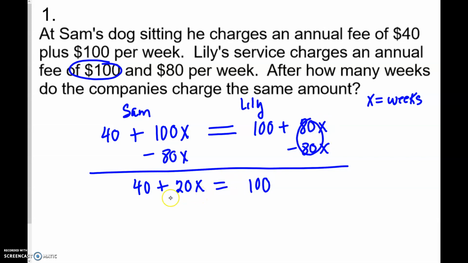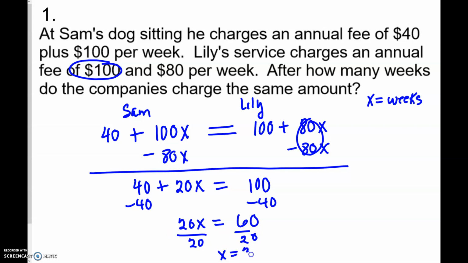All right, so we're still trying to get x by itself. So I am going to subtract 40 from both sides. So 20x equals 60. And then we're going to divide both sides by 20. So x equals 3. So they are going to cost the same at 3 weeks. Okay, so you wouldn't save any money if you went to Lily. You wouldn't save any money if you went to Sam. At 3 weeks, it's going to cost exactly the same.